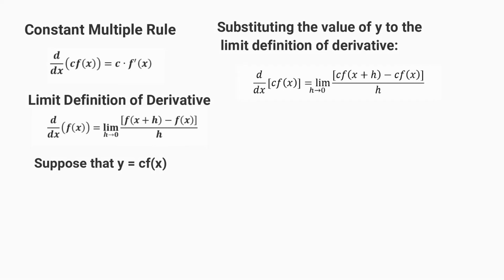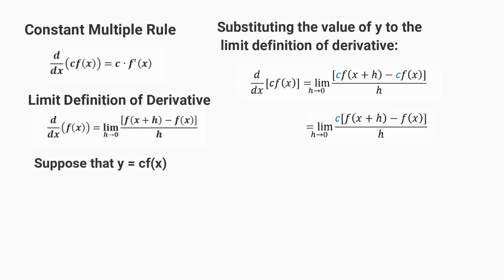As we can see, the c or the constant can be factored out. Now it becomes the limit of c times f of x plus h minus f of x all over h as h approaches 0. As we all know, the limit of a constant is the constant itself. Now it becomes c, or the constant, times the limit of f of x plus h minus f of x all over h as h approaches 0.